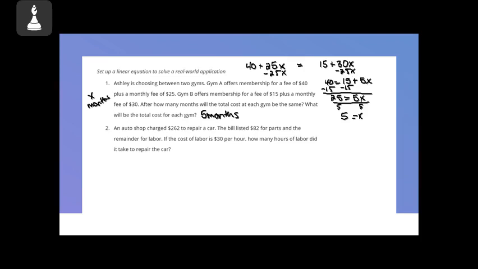We now want to figure out what will the total cost be at those 5 months. So I just need to plug that 5 back into one of my 2 equations. It doesn't matter which one. So if we go 40 plus 25 times 5, that's 40 plus 125 is going to give me $165 that I've paid for my 5 months. Both of the gyms, either of the gyms will both be $165.